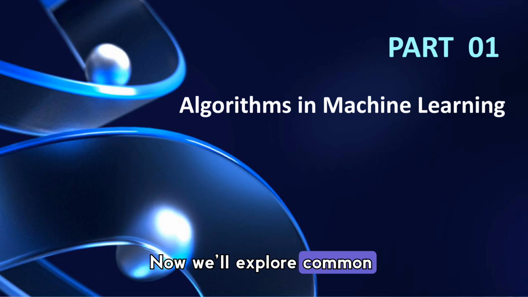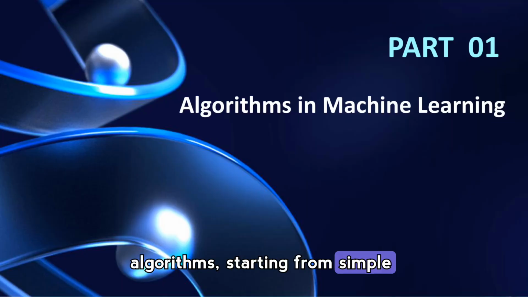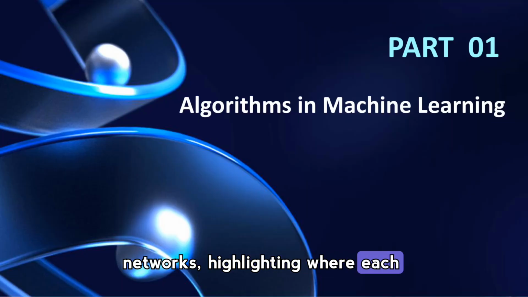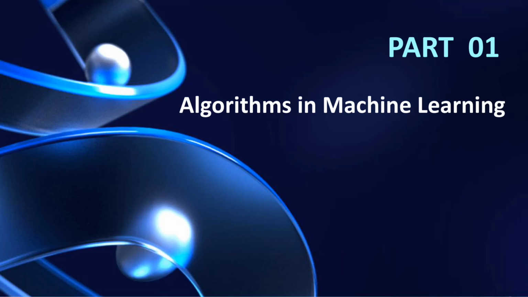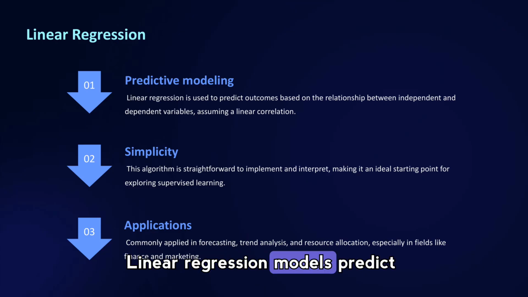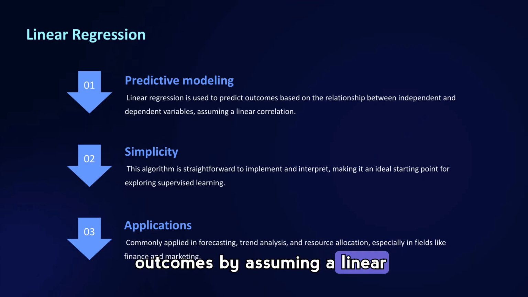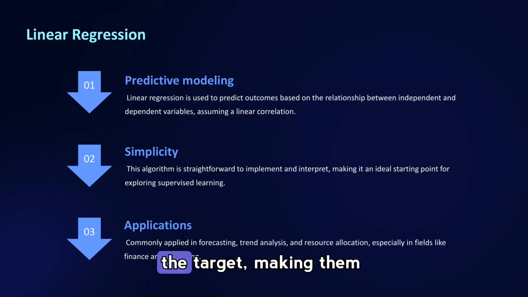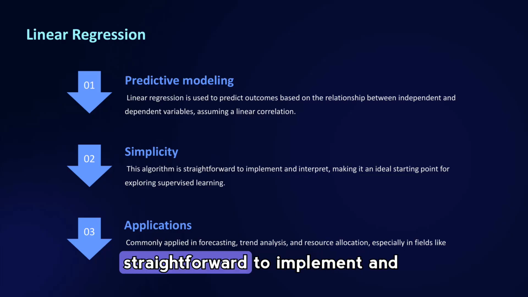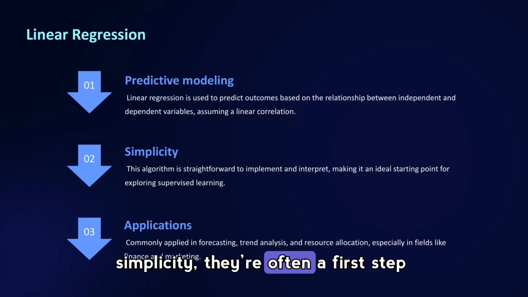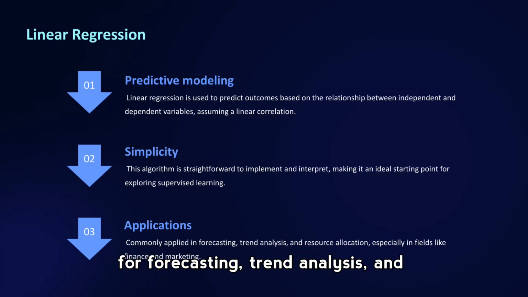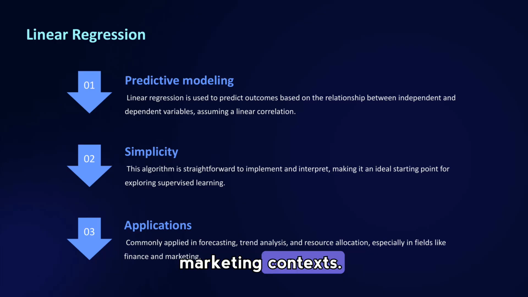Now we'll explore common algorithms, starting from simple linear models to complex neural networks, highlighting where each shines and what trade-offs to expect when applying them to real problems. Linear regression models predict outcomes by assuming a linear relationship between features and the target, making them straightforward to implement and interpret. Because of their simplicity, they're often a first step for forecasting, trend analysis, and resource allocation in finance and marketing contexts.